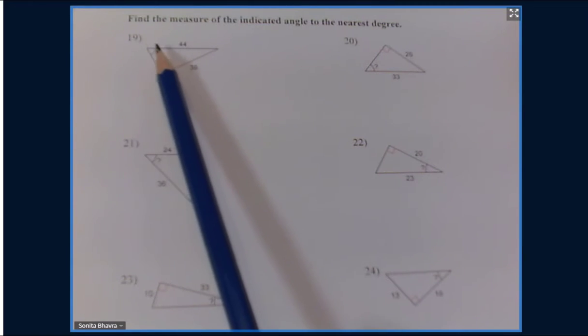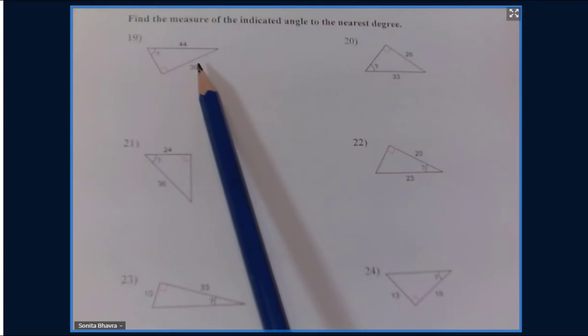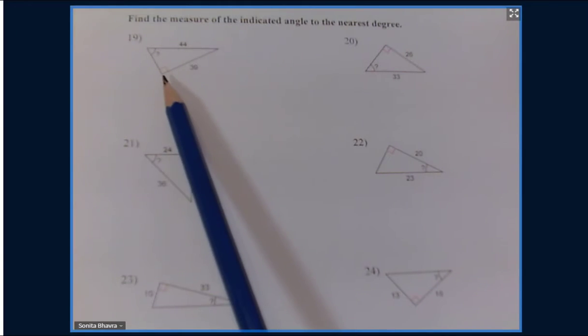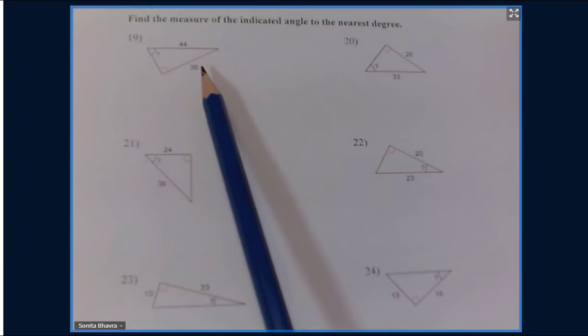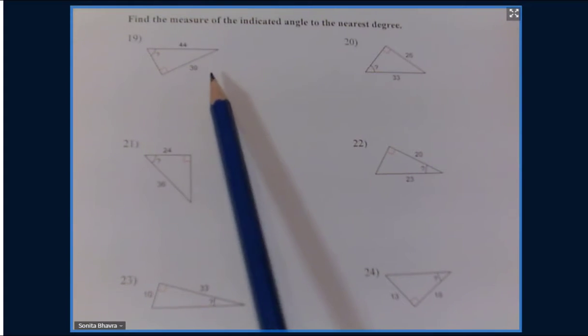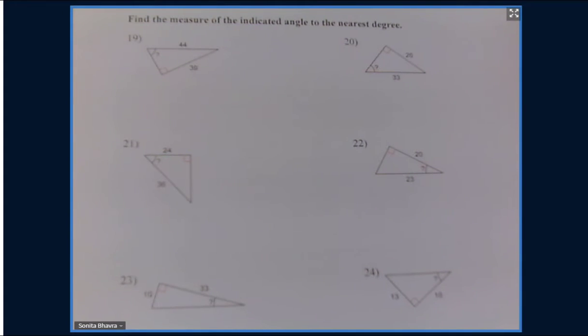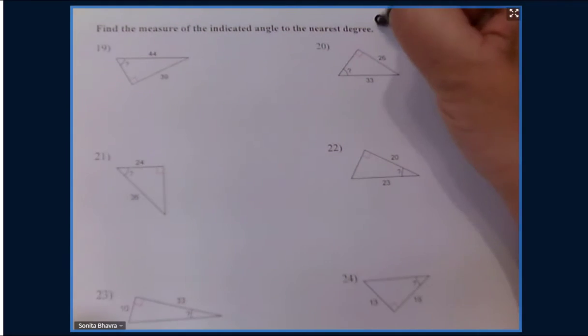Okay, so again, this is the missing angle. Right across from it, this is opposite, and this is the hypotenuse, all right? Because the hypotenuse is always right across from the right angle. So hypotenuse is 44, and opposite is 39. All right, so because we have opposite and we have hypotenuse, we're going to use our sine ratio. Okay, so again, I'm just going to write that out here.